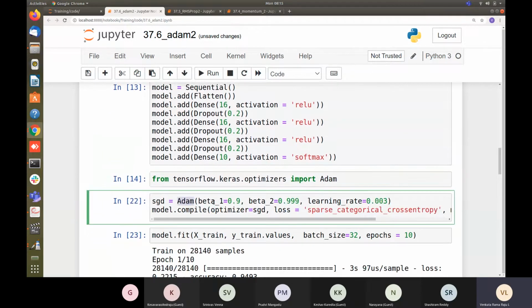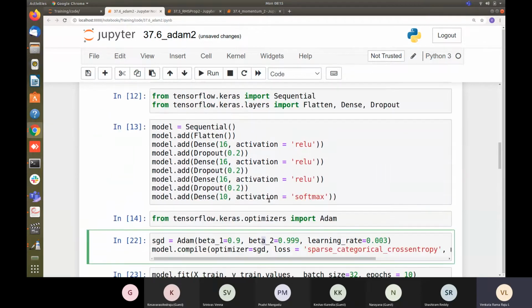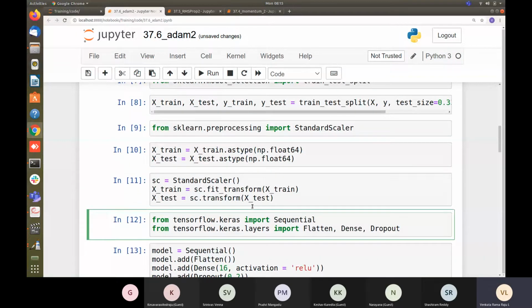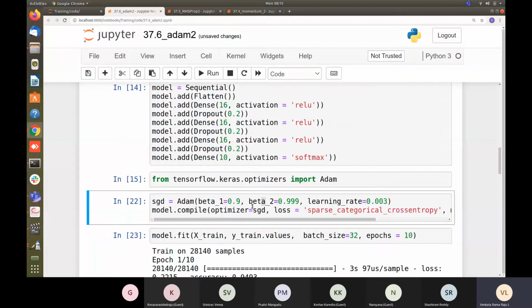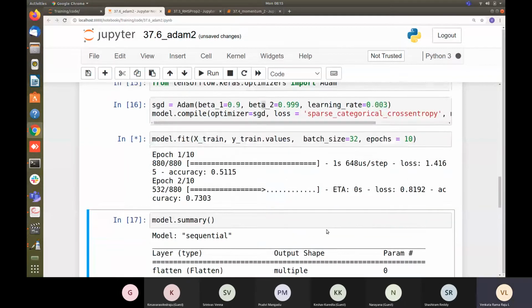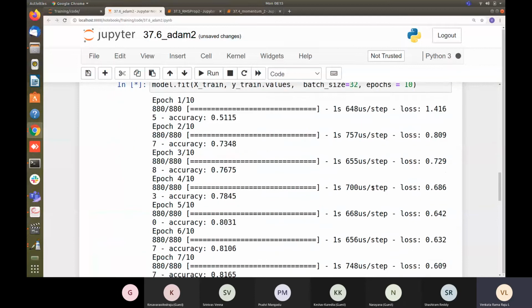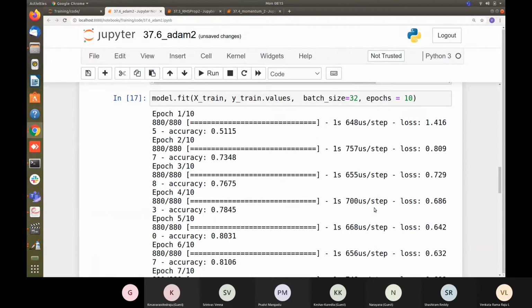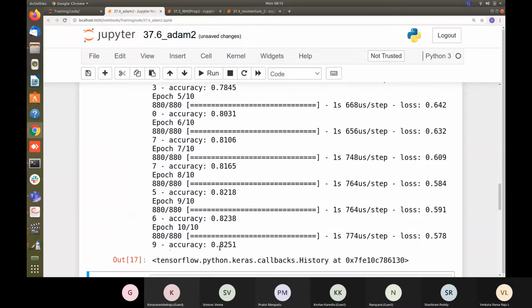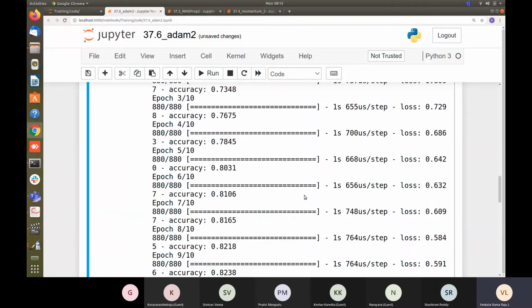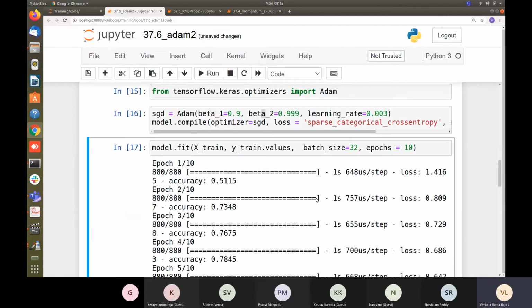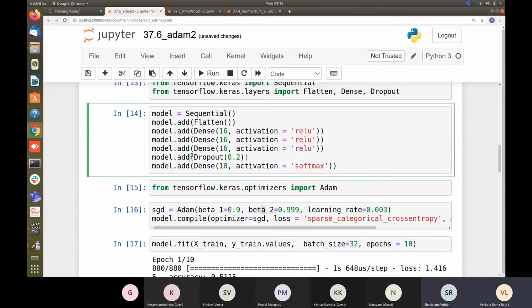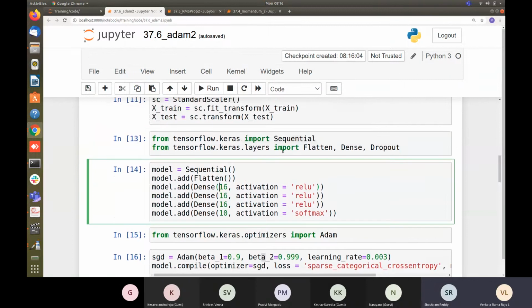And see this Adam. Adam has two parameters, beta 1 and beta 2. Beta 1 is the parameter belonging to momentum. Beta 2 belongs to RMS prop. Learning rate you already know. Is it diverging? Okay, converging only. Accuracy is converging, but it's slow. I think I should take out these dropouts because the network is not that complex, so I can take out the dropouts.